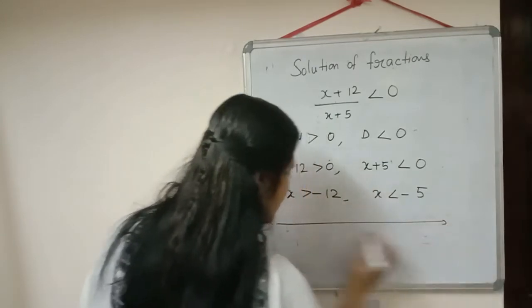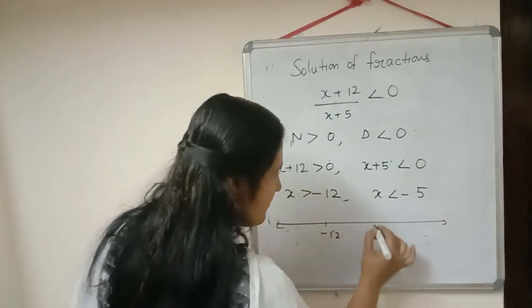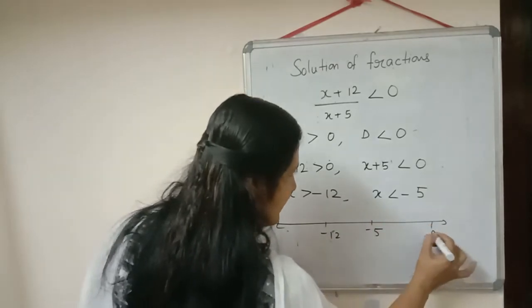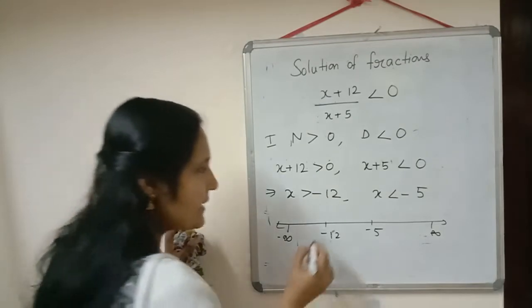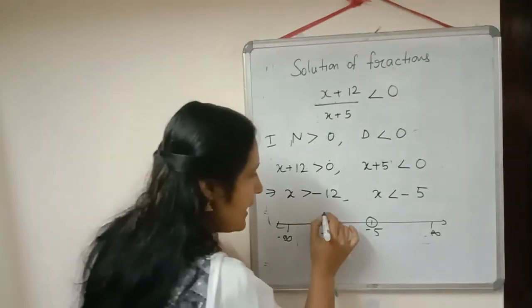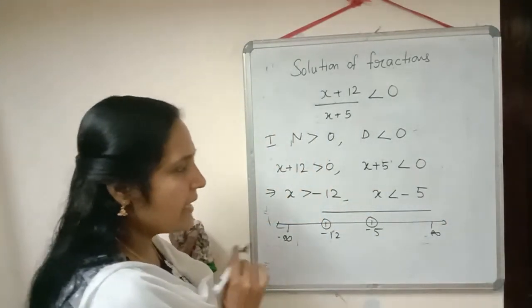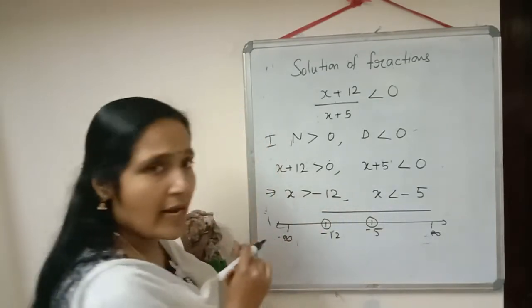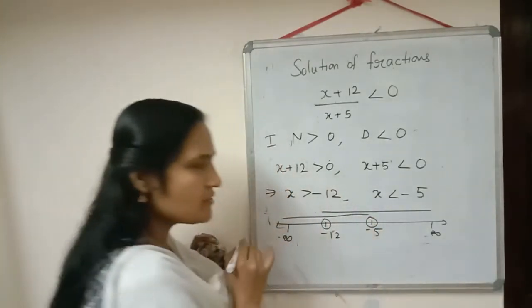So again we have the 2 points here, minus 12 and minus 5, with infinity here and minus infinity here. x will take the values which are greater than minus 12, means in this way the solution region will be. And x will take all the values which are less than minus 5, means we will go in this way only.